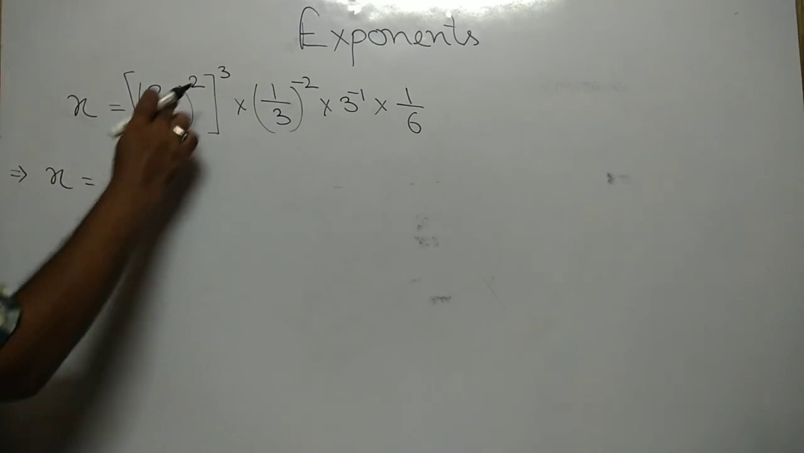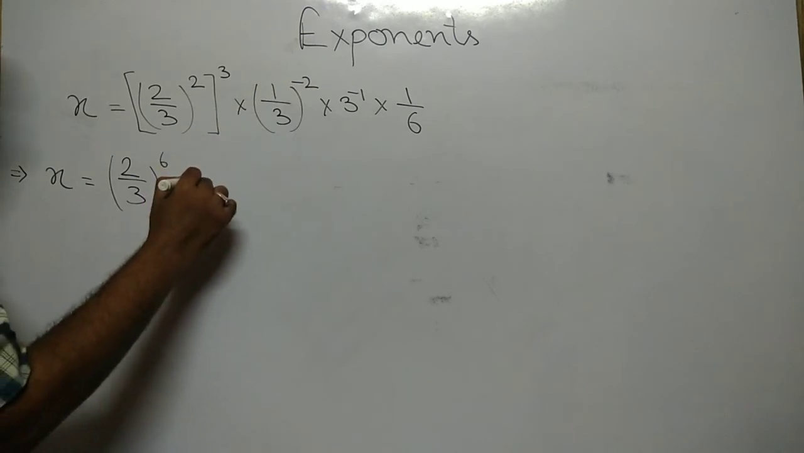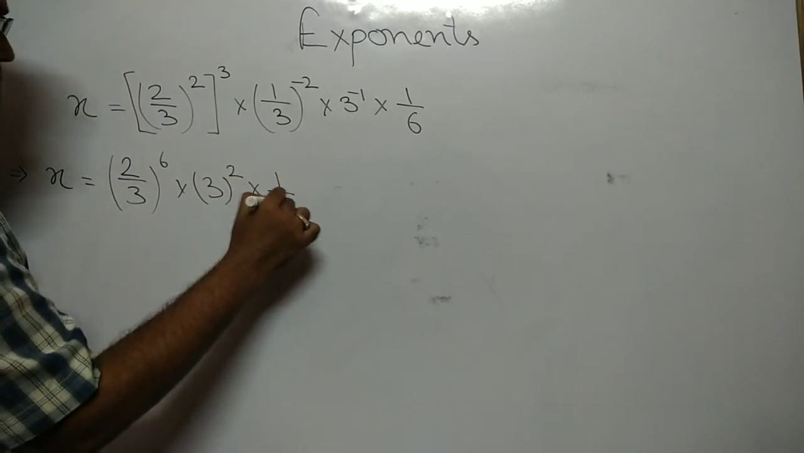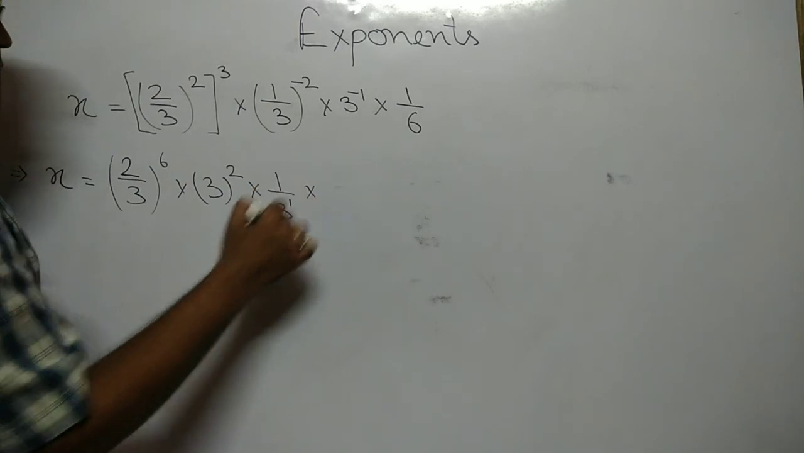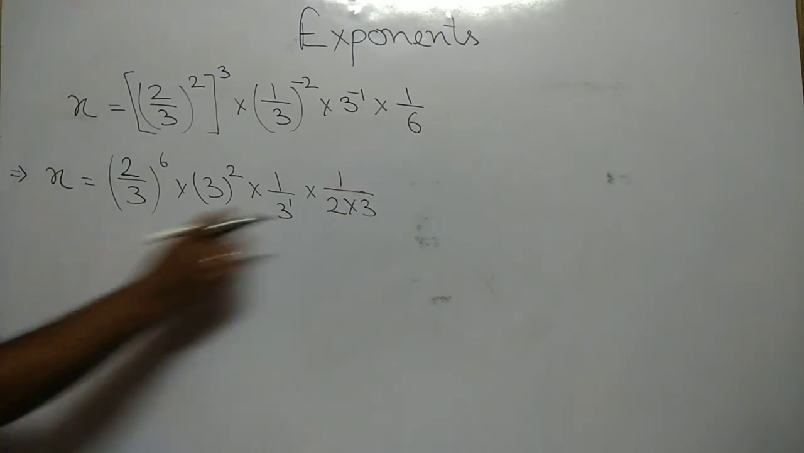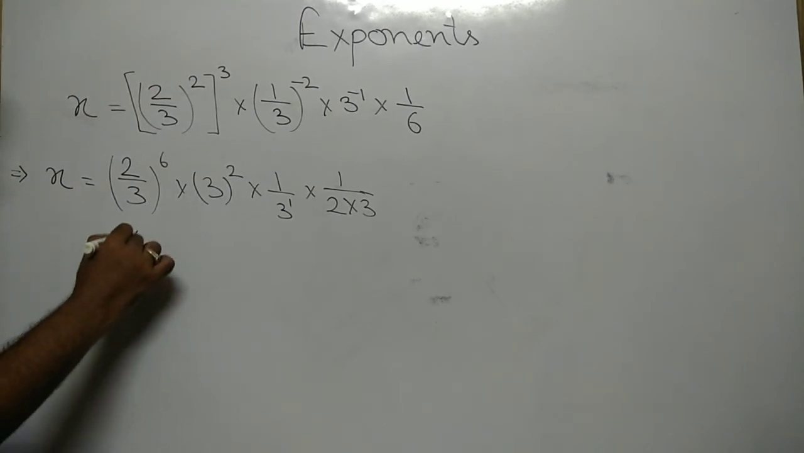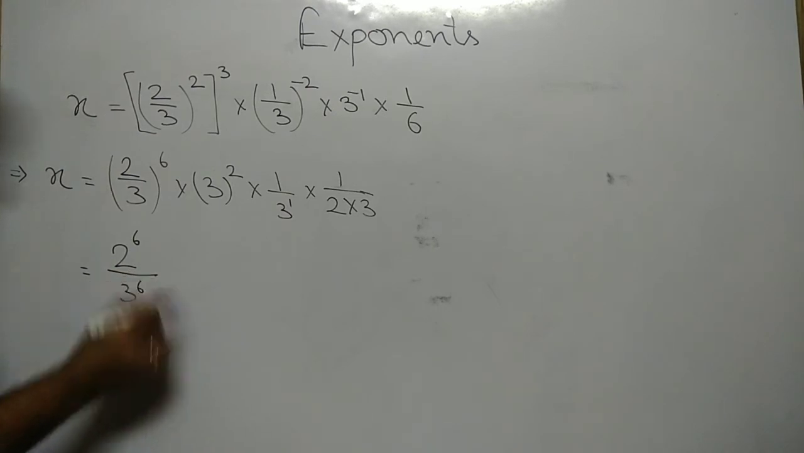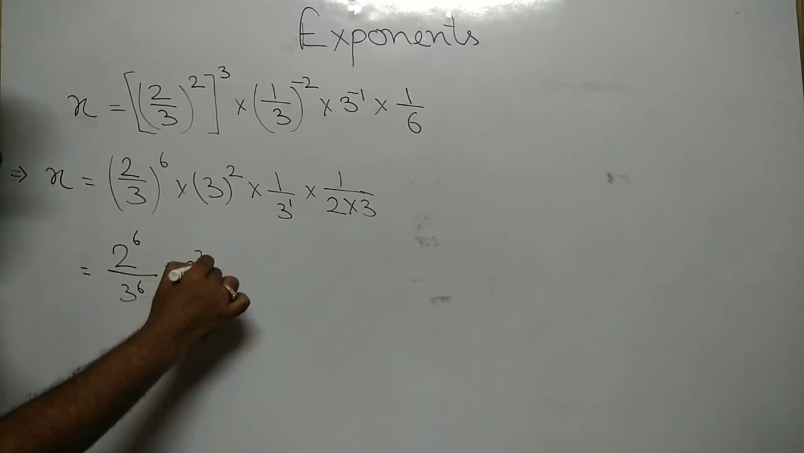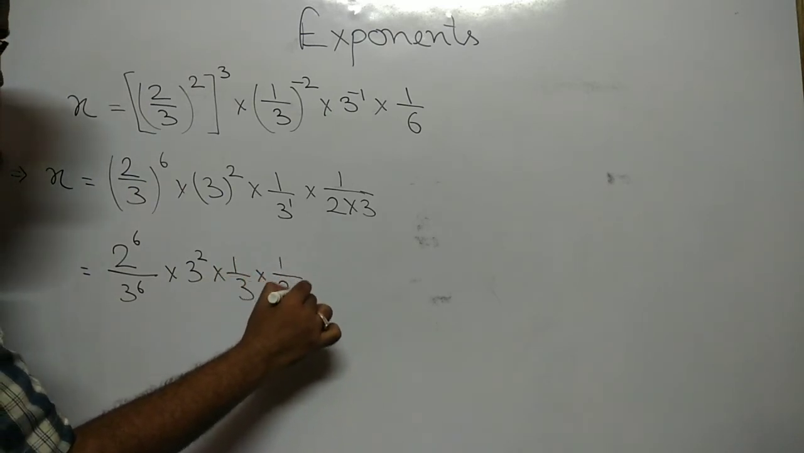2 upon 3, whole to the power 6. Here negative power is there, so it's a reciprocal. Here again reciprocal is there, 1 upon 3 to the power 1. Here we can say 1 upon 2 into 3. For 6 it's 2 into 3. Now here we can write 2 to the power 6 upon 3 to the power 6 into 3 to the power 2 into 1 upon 3 into 1 upon 2 into 3.